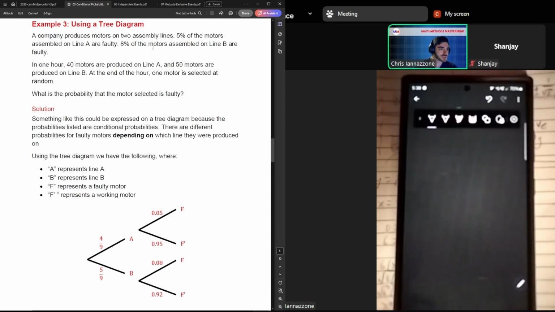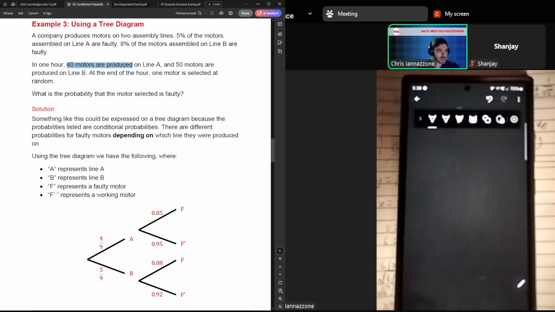So in the example we have here, we have two assembly lines, assembly line A, assembly line B, and motors on those assembly lines have a percentage chance of being faulty. We're told 5% on line A are faulty, 8% on line B are faulty. So the wording around that implies that it had to go through line A before it had that chance of being faulty, or it had to go through line B before it had this chance of being faulty. That is conditional.